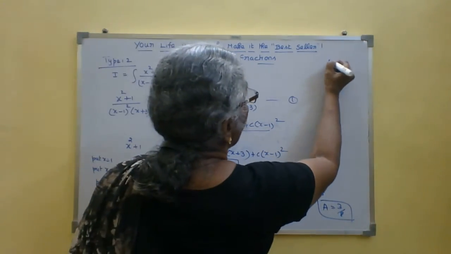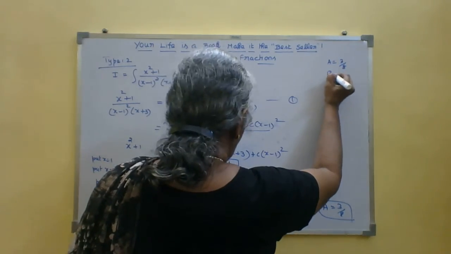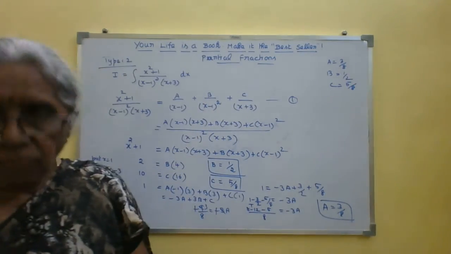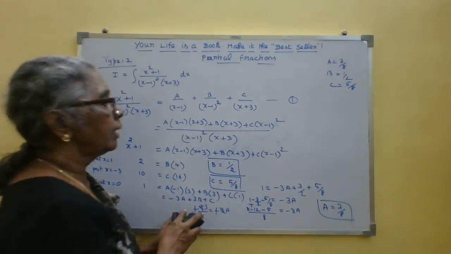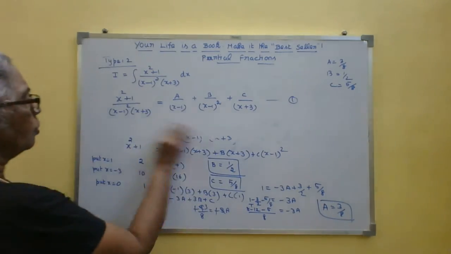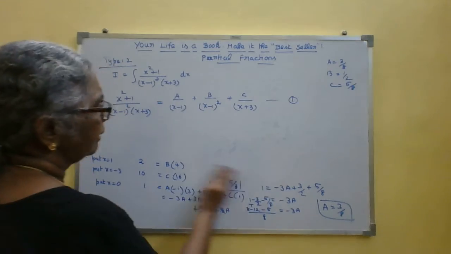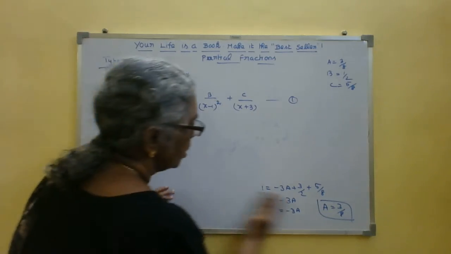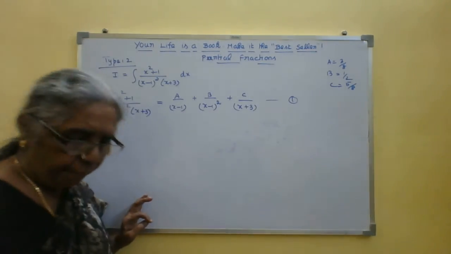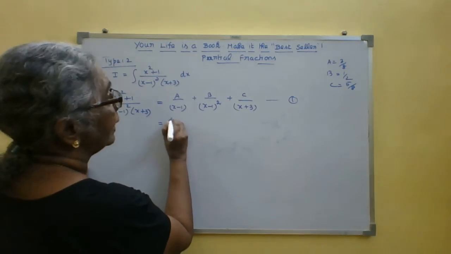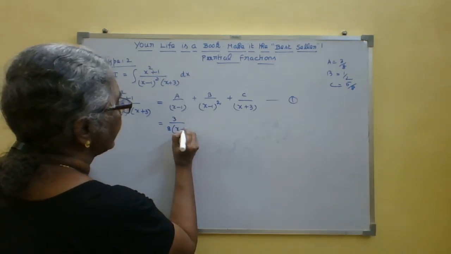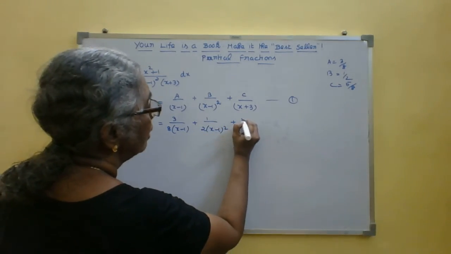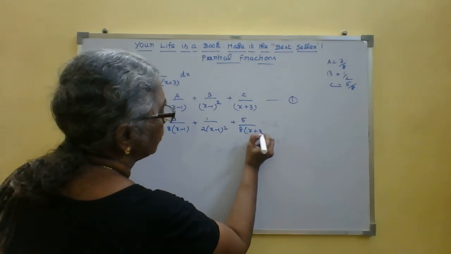So you have got now a is 3 by 8, b is equal to 1 by 2 and c is equal to 5 by 8. You have got the values of a, b and c. Now as you have done in the last sum, you have to substitute the values of a, b, c in that integrand which you have decomposed into 3 terms. So what will you get now? You will be getting 3 by 8 into x minus 1 plus 1 by 2 into x minus 1 the whole square plus 5 by 8 into x plus 3, right?